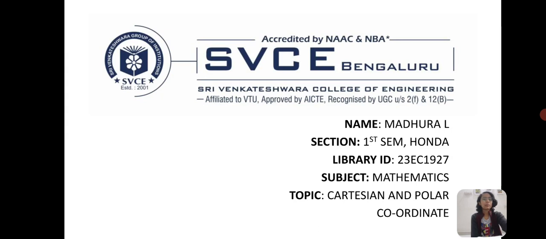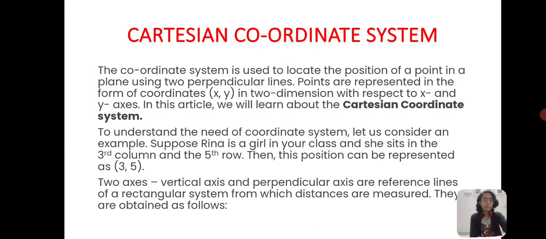Today's subject is mathematics and the topic is Cartesian coordinate and polar coordinate. Cartesian coordinate system. The coordinate system is used to locate the position of a point in a plane using two perpendicular lines. Points are represented in the form of coordinates (x, y) in two dimensions with respect to the x-axis and y-axis. In this article, we will learn about the Cartesian coordinate system.